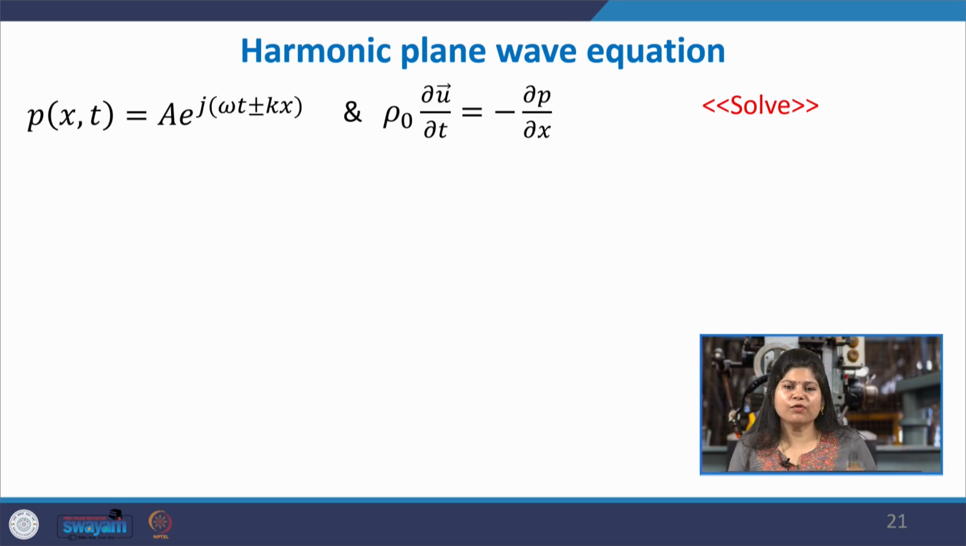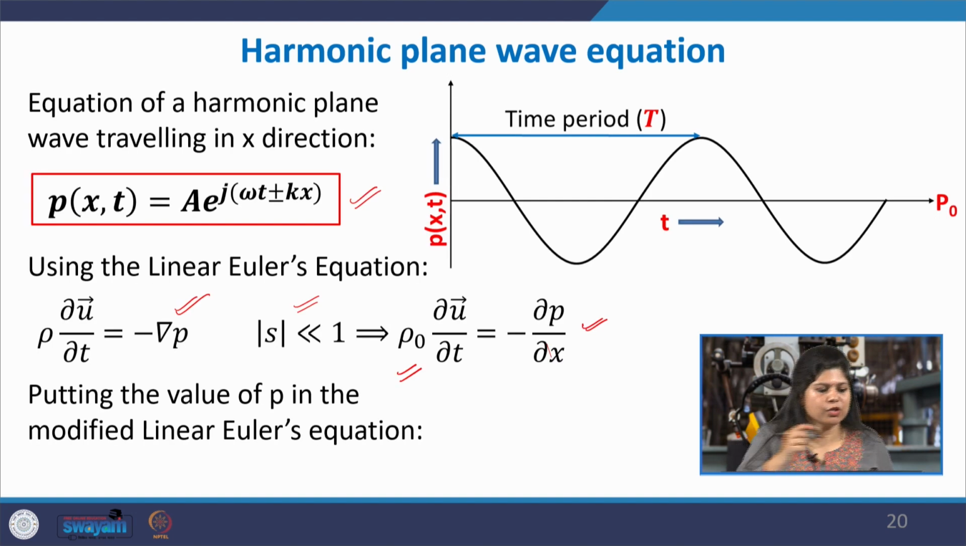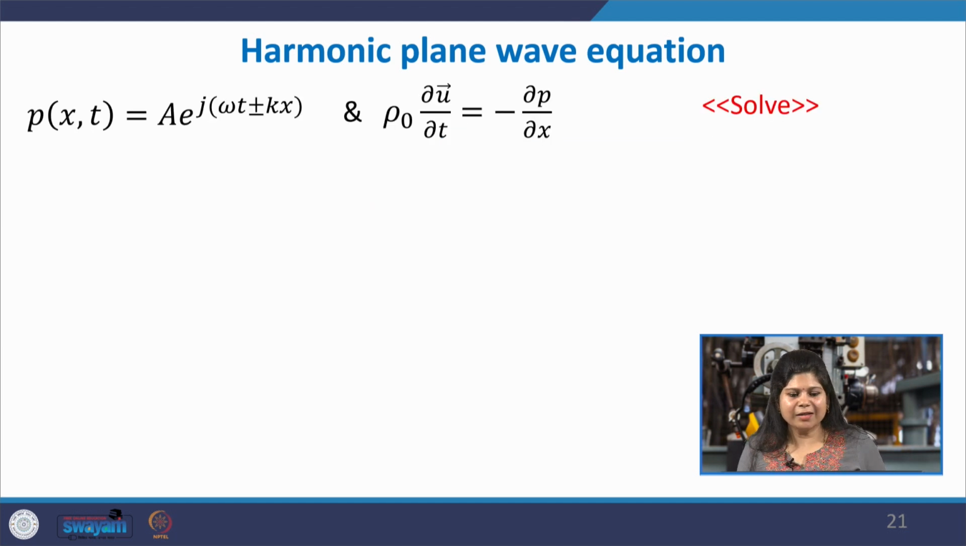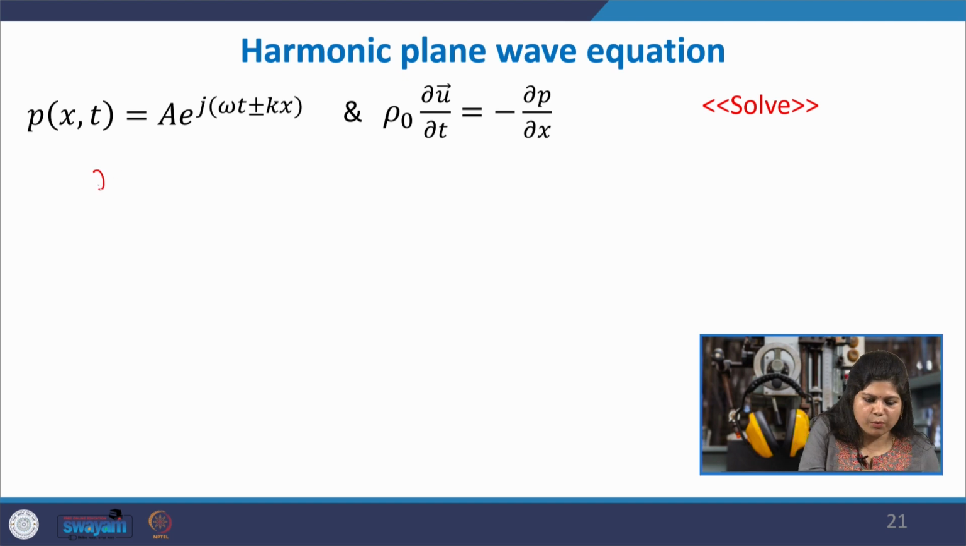So, the thing is that we have already gotten the equation of the acoustic pressure. Now, we want the equation of the particle velocity. Particle velocity also is a sinusoidal variation with respect to space and a sinusoidal variation with respect to time. So, let us see how we can get the particle velocity from these two equations. So, rho naught del u by del t. Let us solve this. So, del u by del t we first solve.